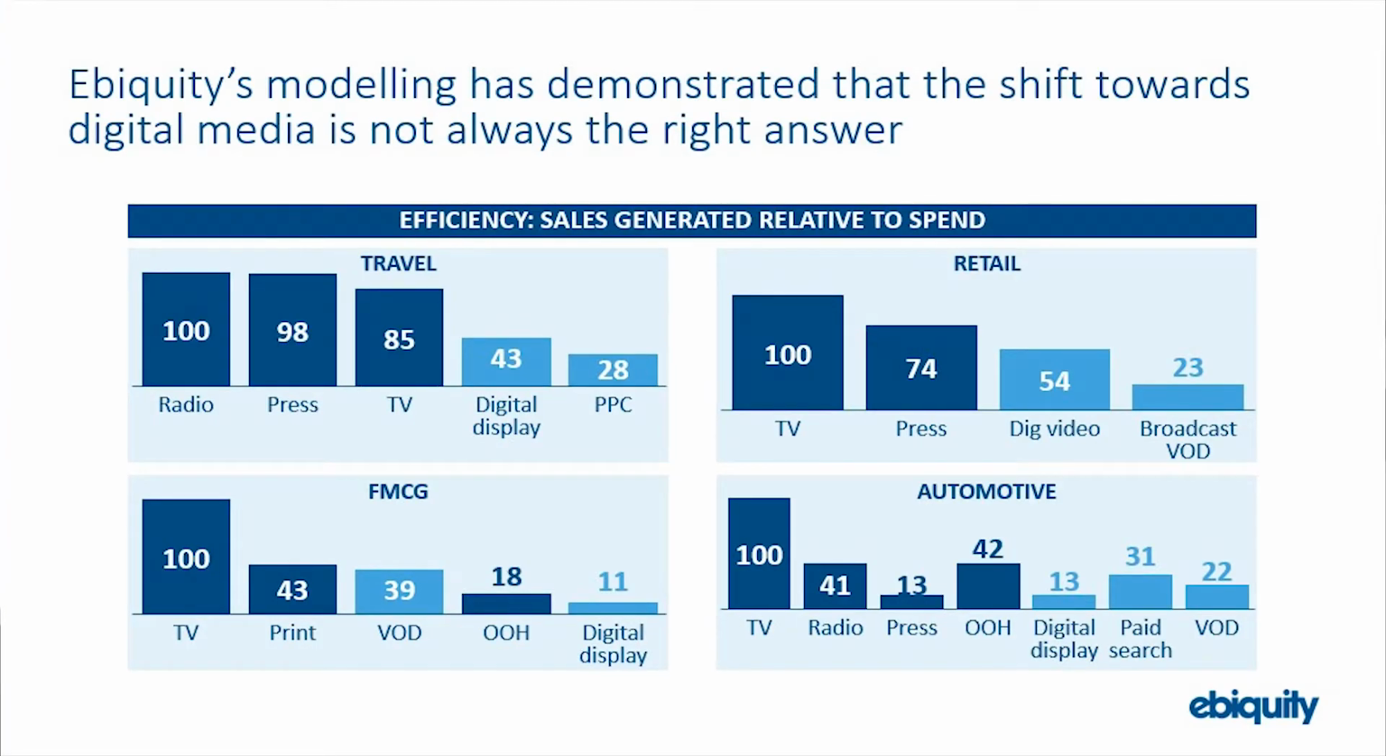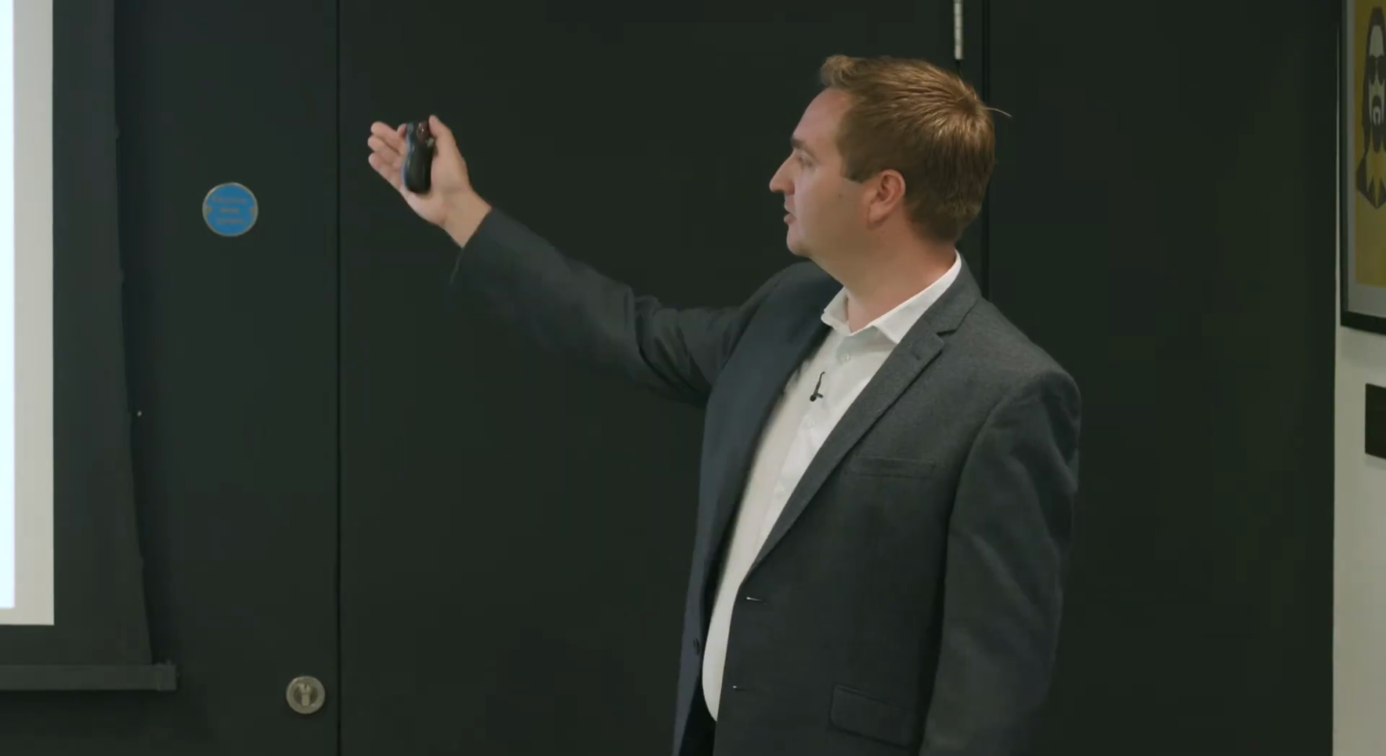We talk about the efficiency, so the amount that a campaign is driving for every pound, dollar, euro spent. And it's quite stark. Within travel, we were seeing radio, press, TV were the most efficient channels at driving sales. Across retail, FMCG, automotive, TV is still the most efficient channel at driving performance.